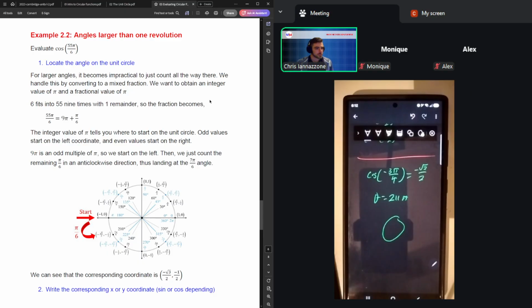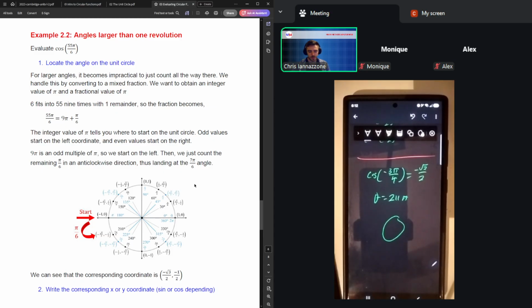So just trying to think, where would 211 pi be? Like, what spot is it taking on the unit circle? The way to do it is in two steps. First, if you have an improper fraction, you want to convert it into a whole number and a fractional value, so the quotient and the remainder. This one is a whole number, so you've already kind of done that. Next, we're looking at that whole number, and then based on whether it's odd or even, will tell us where we start.